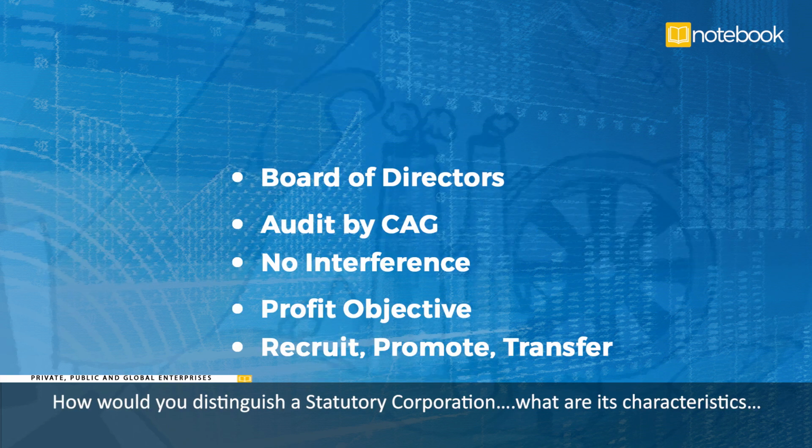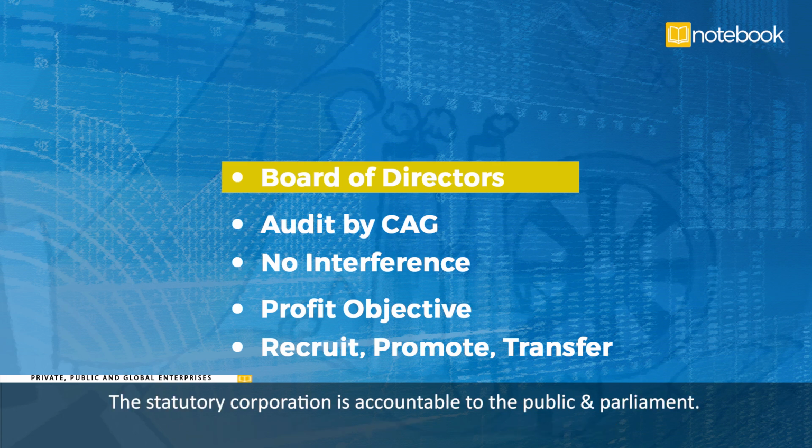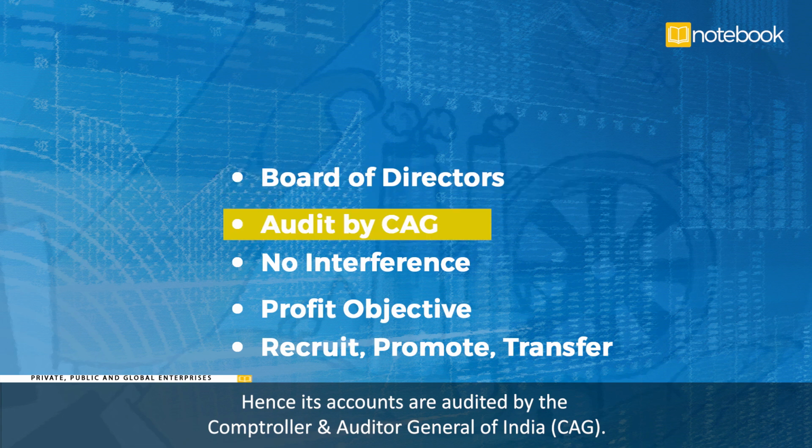How would you distinguish a statutory corporation? What are its characteristics? Statutory corporations are managed by the board of directors, appointed by the government. The statutory corporation is accountable to the public and parliament. Hence, its accounts are audited by the Comptroller and Auditor General of India, CAG.